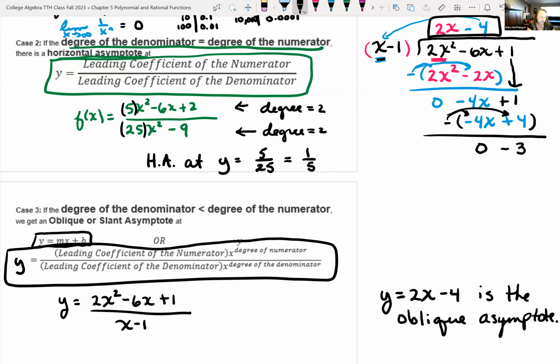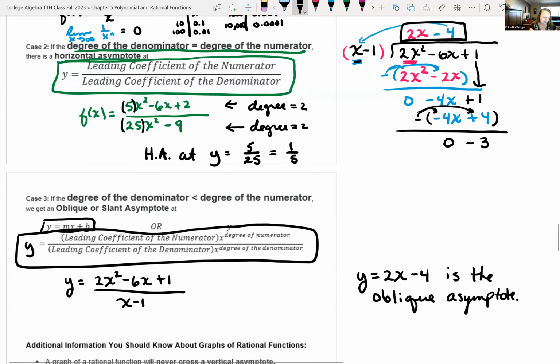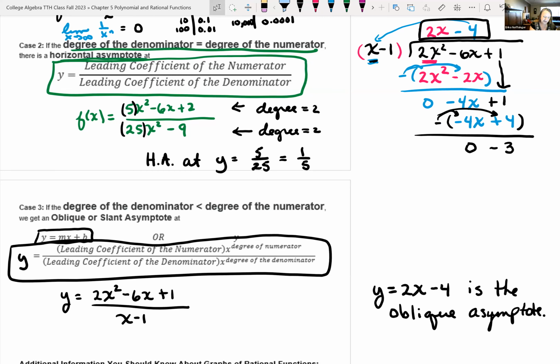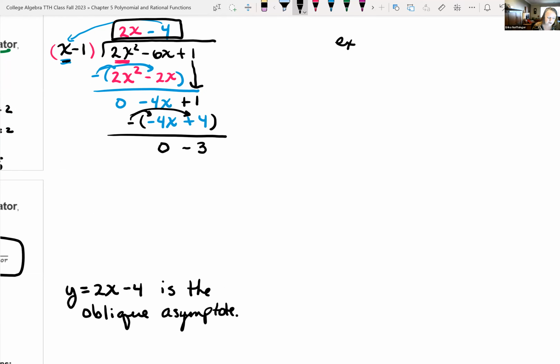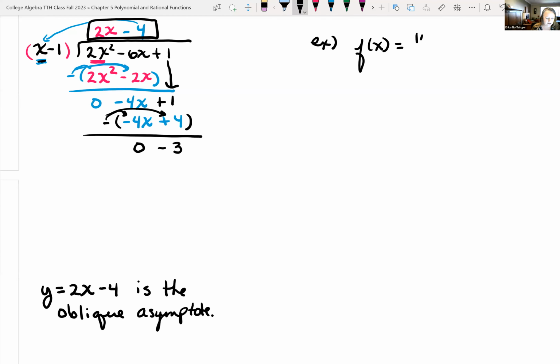If the degree of the numerator had been larger than just one more, we'll be looking at one more example. Move it over here. Maybe we have some function f of x is equal to 10x to the 5th minus 6x squared plus 2x, all divided by 2 minus 5x cubed.